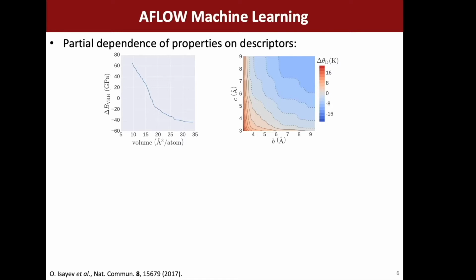What you can see here is that there seems to be quite a strong dependence of the Debye temperature on the anisotropy of the cell. If you have a cell that's very long in the C direction but relatively short in the B direction, so along here, say, we tend to have a much higher Debye temperature. Again, this might be an artifact. It's something we don't really understand exactly why this is happening.